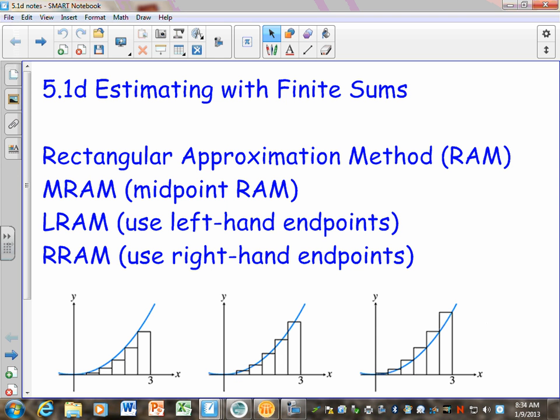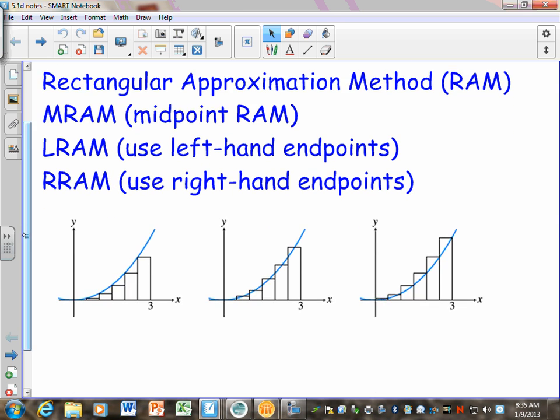Rectangle approximation method. If you use left-hand endpoints of your interval, we call that left RAM, or LRAM. And if we use the right-hand endpoints, then it's RRAM. These pictures are in your book. You don't really have to draw them all if you don't want to, but I just want to show you the difference between them all.